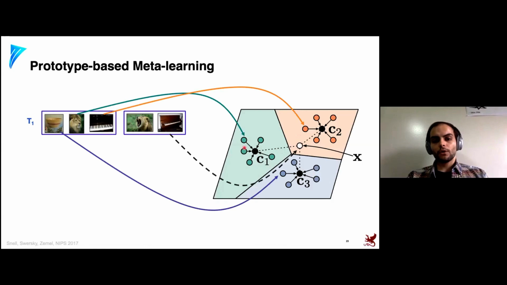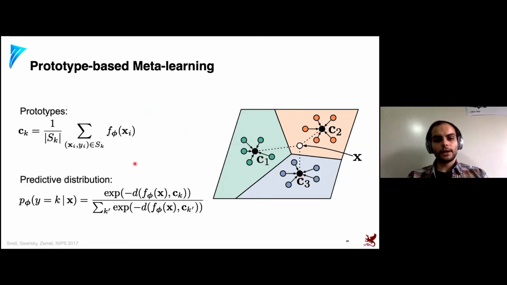So more broadly, if we have more points per class, or more shots in the few-shot learning notation, we can aggregate these points and construct C1, C2, and C3, which we'll call prototypes of the classes. And once we have the prototypes of the classes that we constructed from the small training subset, any test example can be classified using the distance to prototypes.